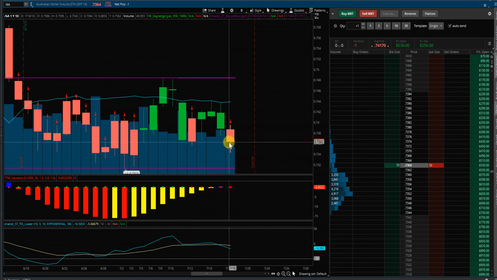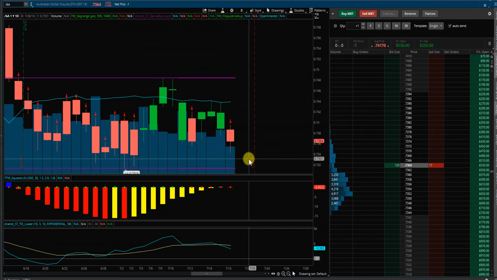So I don't know if there's going to be a big flush or this is the low and then it's going to turn up against me and then I'm going to lose all my profits. But we're going to see what the model is saying.